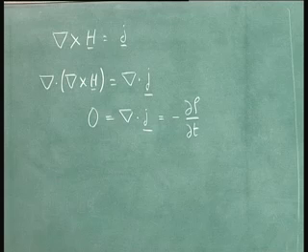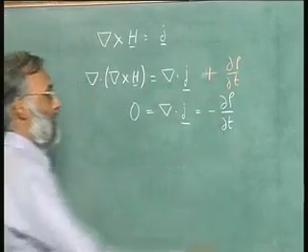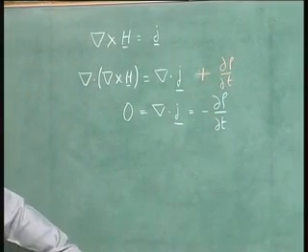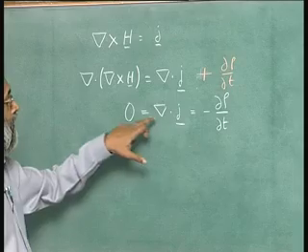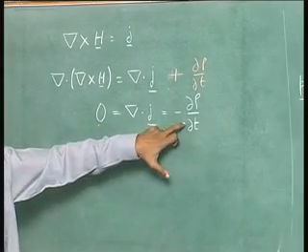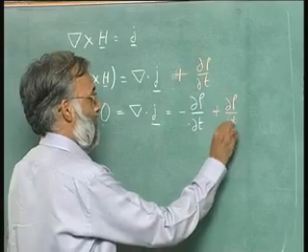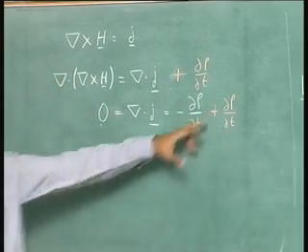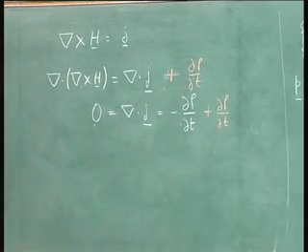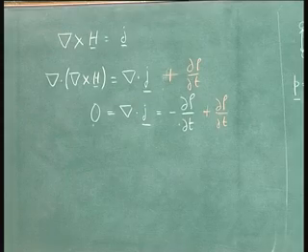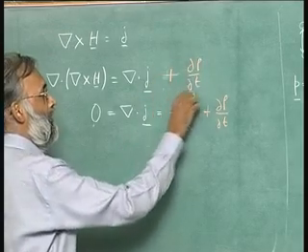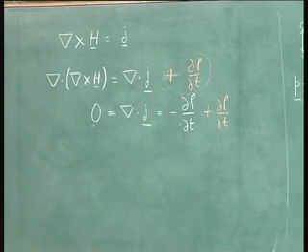I want a term that goes like plus del rho del t. If I had a plus del rho del t, then I would have 0 is equal to minus del rho del t plus del rho del t, and then that would be 0 equals 0. So, I would be happy. The question is, how do I get this plus del rho del t?